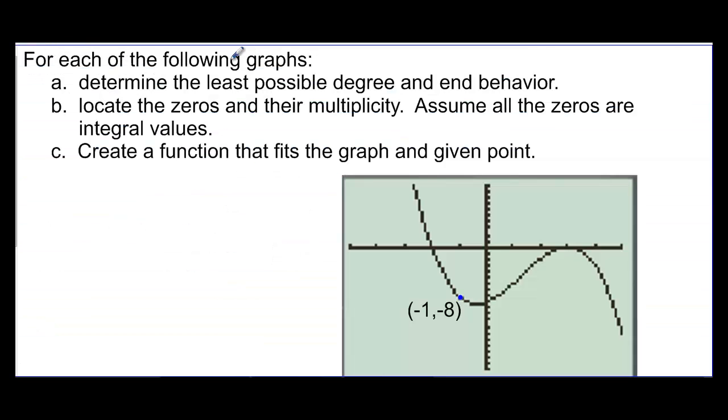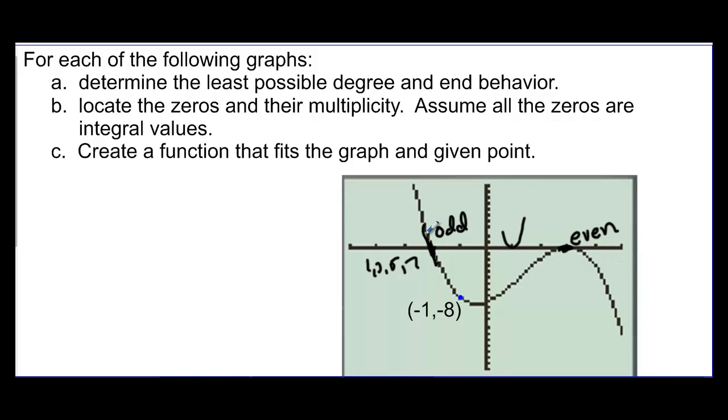For each of the following graphs, A, determine the least possible degree and end behavior. This, at the very least, has a 0 once, and then here at the very least a 0 twice. When a function crosses the x-axis, that means this 0 counts an odd amount of times. So this 0 could count once, 3 times, 5 times, 7 times, and so on. When the graph just touches the x-axis and then goes back down, or touches and comes back up, that means this 0 counts an even amount of times.